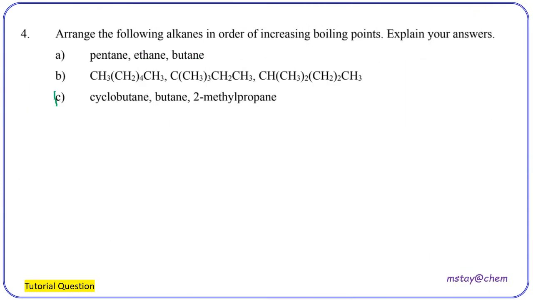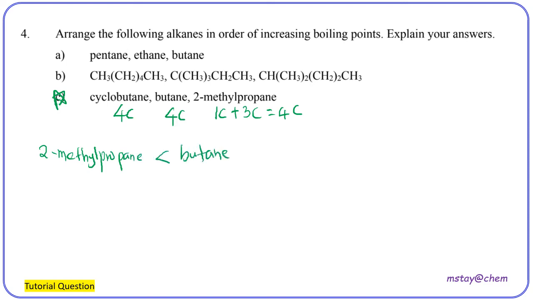Tutorial question 4C. Cyclobutane has 4 carbon. Butane also has 4 carbon. 2-methylpropane, methyl 1 carbon, propane 3 carbon, so total also 4 carbon. When this happens, we will see that 2-methylpropane has the branch, so that's why it will have the lowest boiling point. Then followed by butane, which is a straight chain alkane, and cyclobutane is going to have the highest boiling point.